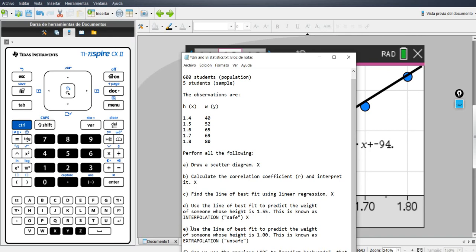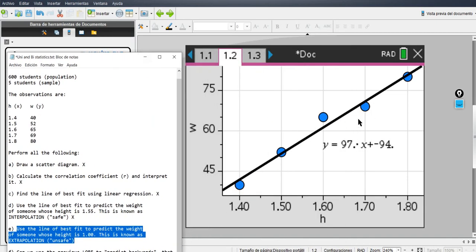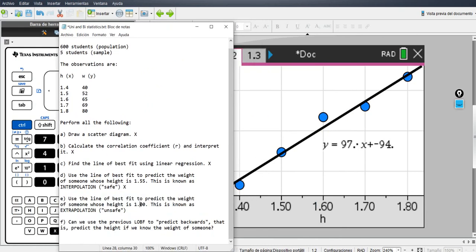Now, I want you to think about why this happened. Why is the line of best fit for these 5 points not giving me a good prediction for the weight of a person whose height is this much? I want you to try to explain it to me in the next lesson. That's what I want you to do. What's happening? What are we not thinking about?